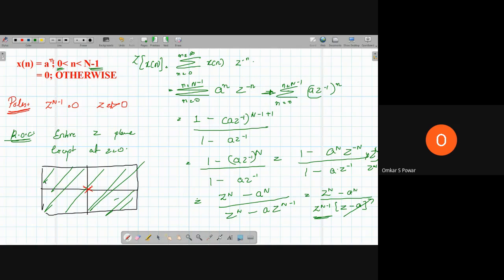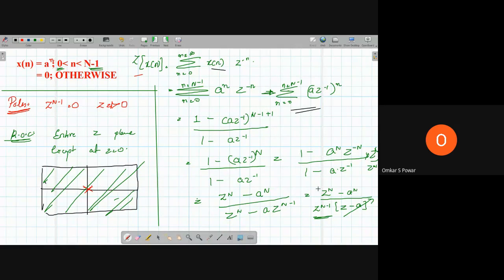So how did we solve this one? We'll go through it once again. Given the question, the first thing we have to do is write the formula. We have to substitute what is x of n, and simplify in terms of a formula like this: summation n varies from 0 to n minus 1, a power of n, is equal to 1 minus a to the power of n plus 1 divided by 1 minus a.